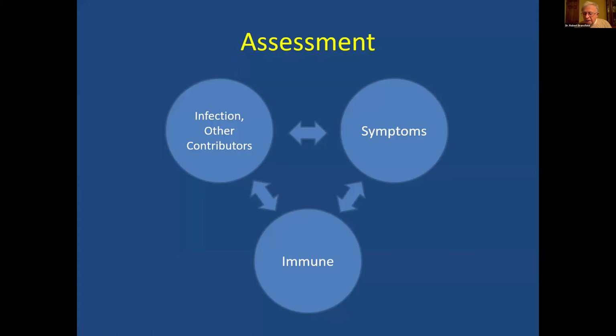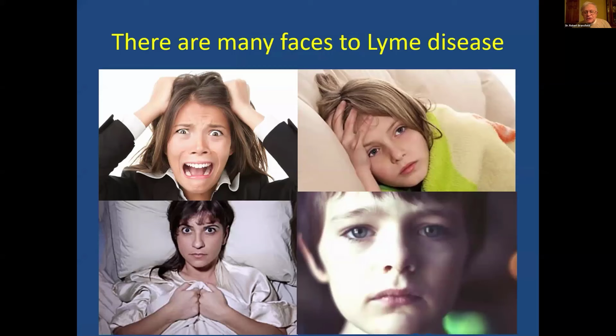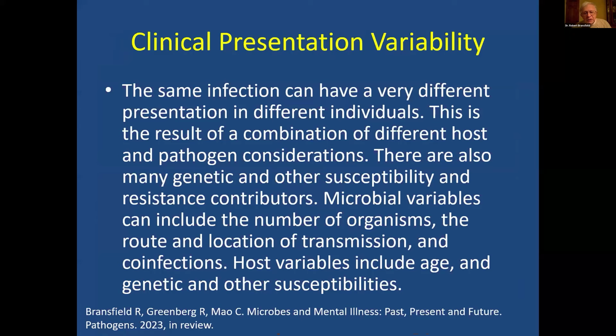Lyme disease, in some ways, is like a shotgun injury where there's many common denominators, but everyone has it a little bit different the way they show it. So it can be dependent on the age when you're infected, what co-infections, maybe some variables with ticks, genetic susceptibilities. And what are the co-infections? What are your pre-existing infections that maybe are activated by the infection?